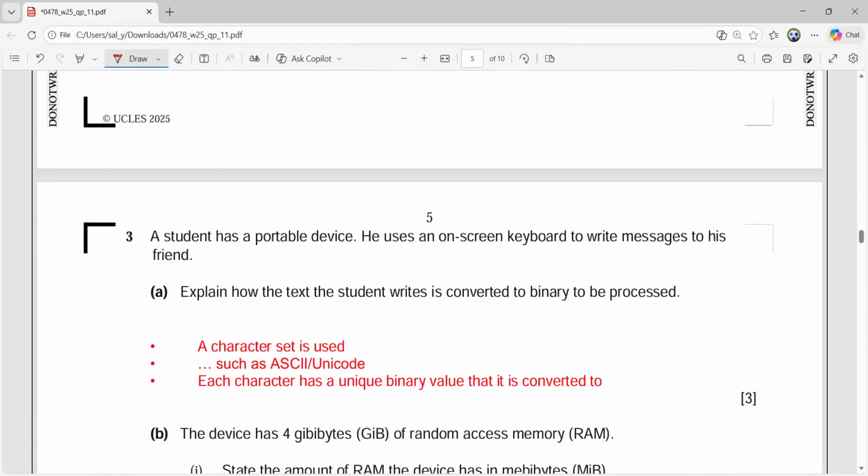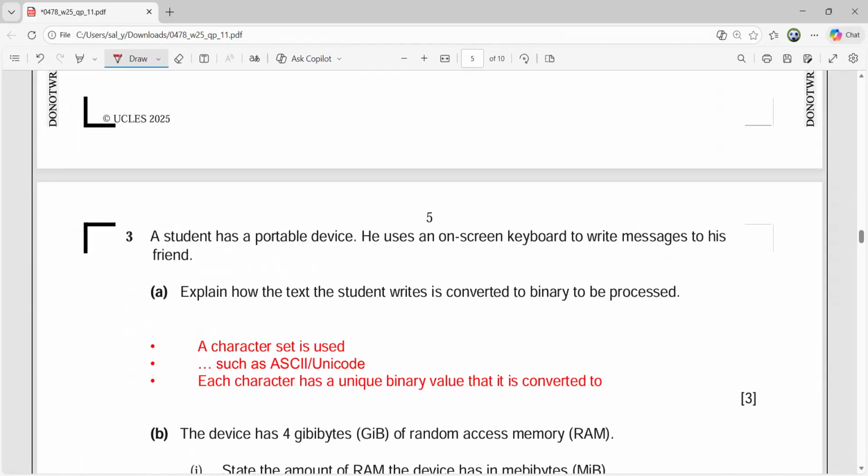Question number 3. A student has a portable device. He uses an on-screen keyboard to write messages to his friend. Explain how the text the student writes is converted to binary to be processed. So what do they want you to write? It's a 3-mark question. How the text is converted.